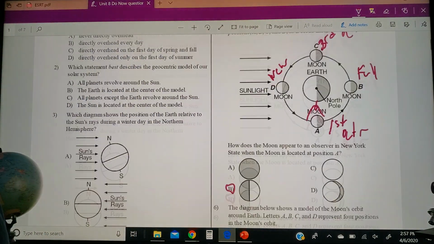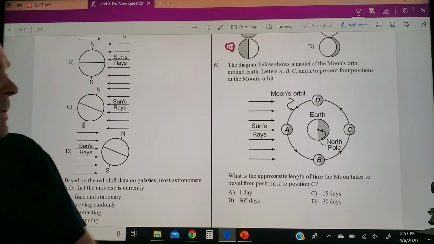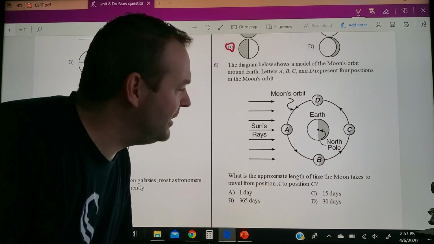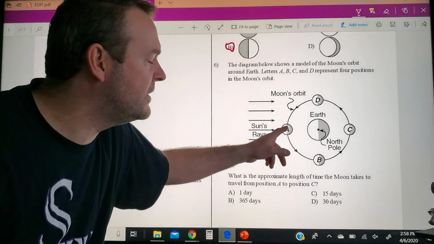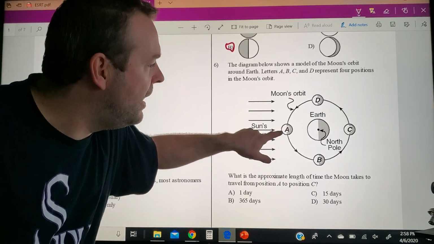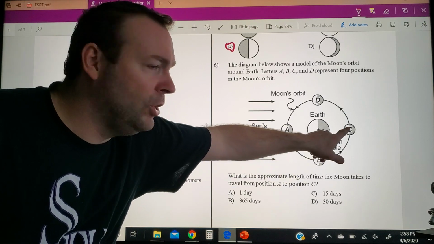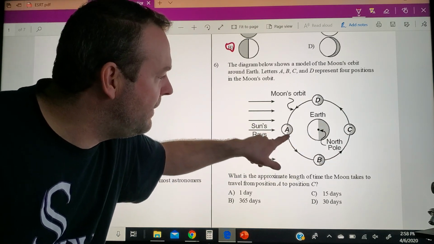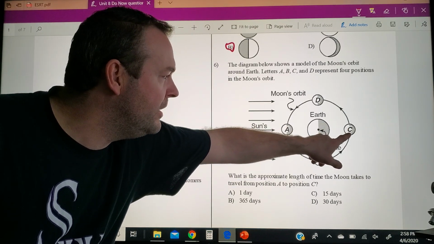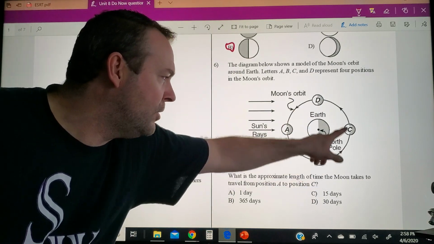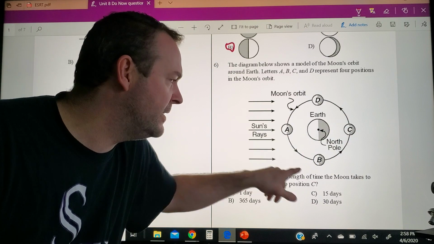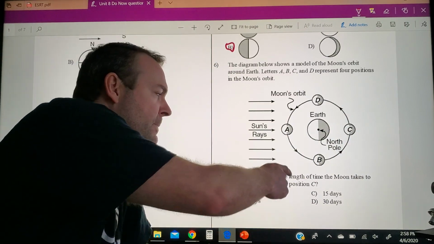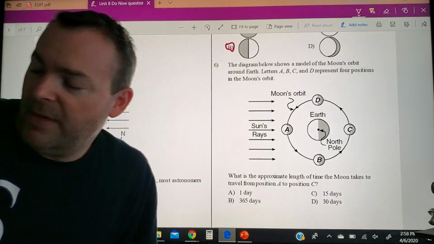Number 6. Number 6 says, what is the approximate length of time the moon takes to travel from position A to C? Well, A to C is from new to full, right? So that's about a week there. That's 2 weeks there, 3 weeks, 4 weeks, right? The whole thing is a month. So if you're going half of that from A to C is about 2 weeks. So your best option would be 14 or 15 days.